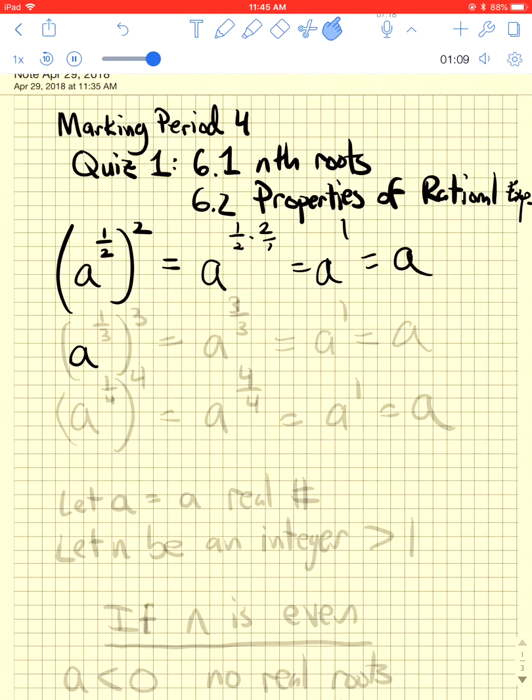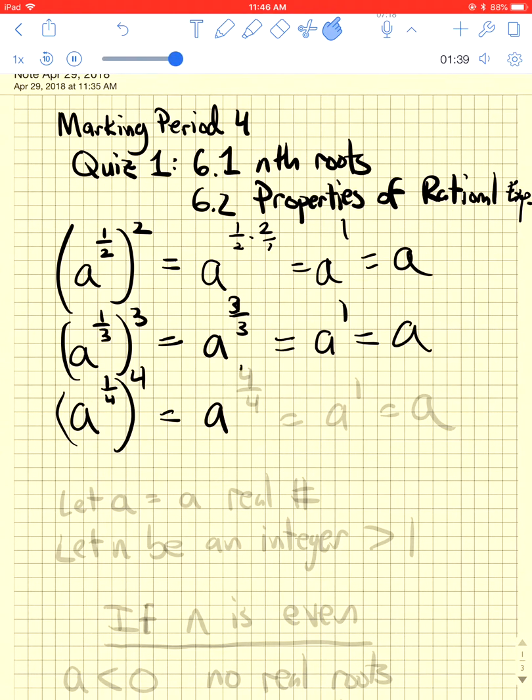Similarly, for just any number a, a to the 1/3. If we were to cube a to the 1/3, that's equal to a to the 3/3. I'll skip a step there. A to the 3 over 3, which is a to the first, which is a. And finally, a to the 1/4. If we were to raise that to the 4th power, that's equal to a to the 4/4, which is equal to a to the first, which is equal to a.